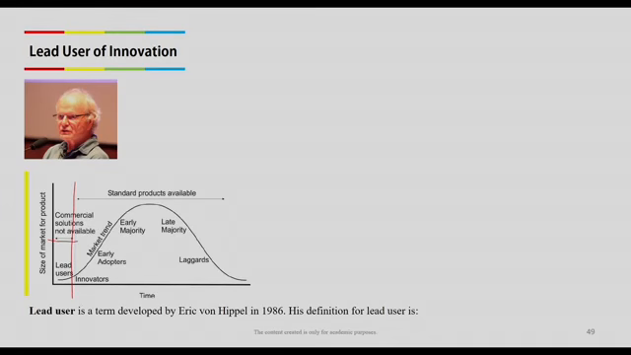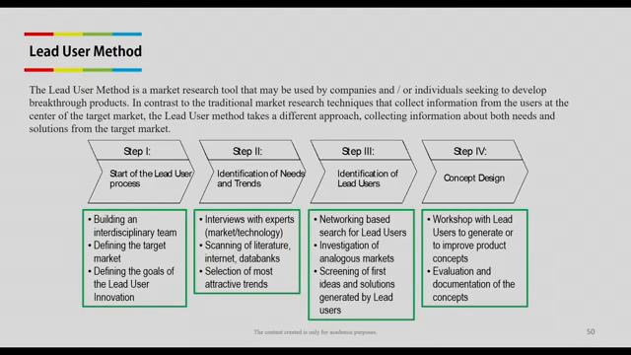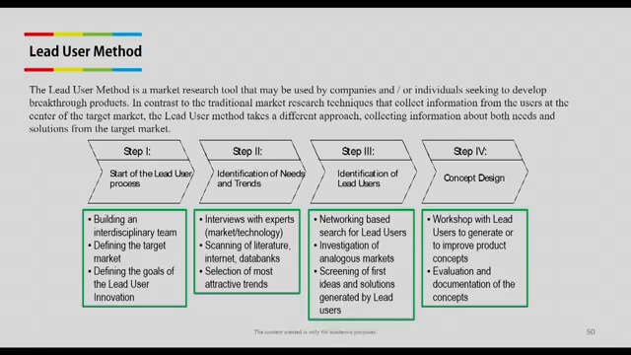In the diffusion curve, if we see, for a long time there is no innovation for a particular problem. Lead users are those people who understand the problem and they innovate, and later on manufacturers come and take their innovation and market it. Now, let us discuss the lead user method. The lead user method is a market research tool where the manufacturer identifies the lead user, and with the help of the lead user they innovate, and the process is a 4-step process.